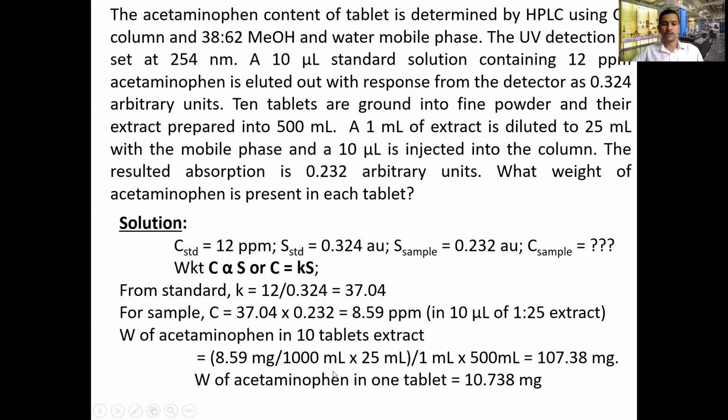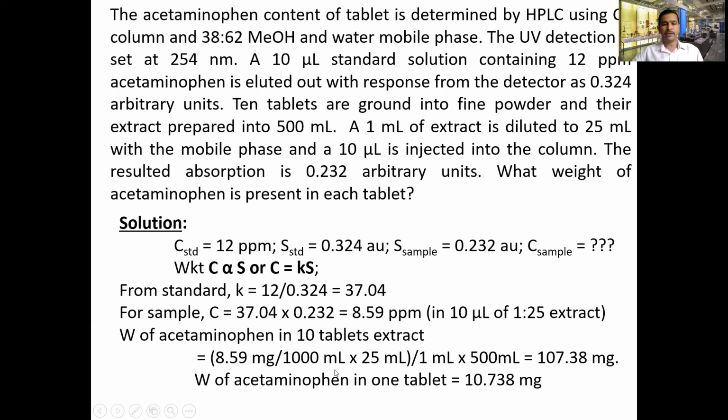You substitute. So, 8.59 milligram divided by 1000 ml into 25 divided by 1 into 500. So you will get 107.38 milligrams. This 107.38 milligram of acetaminophen is present in 500 ml, or it is contained within 10 tablets.